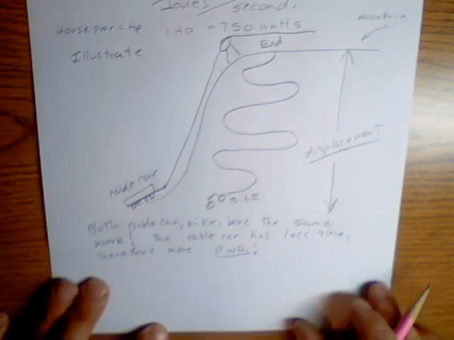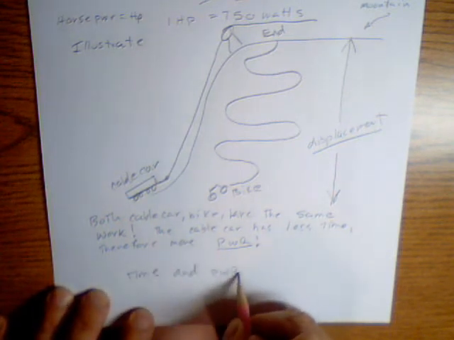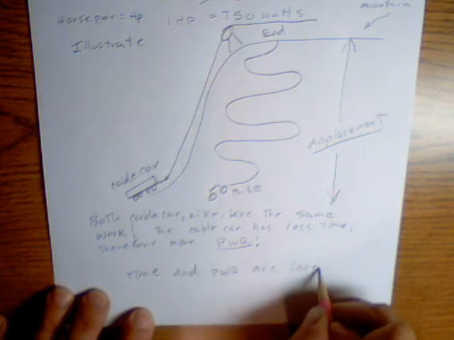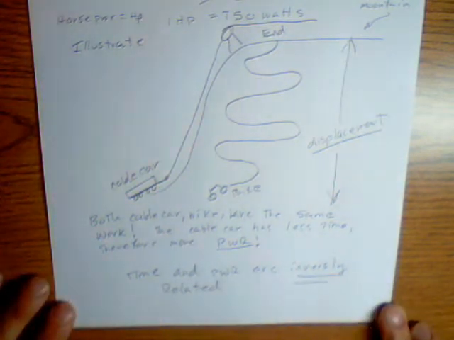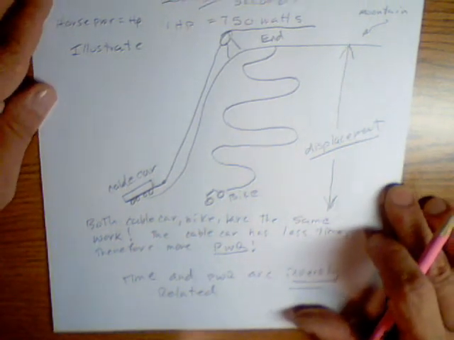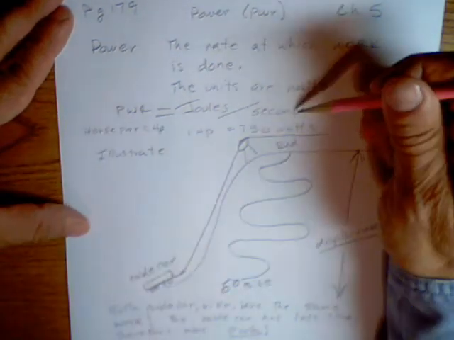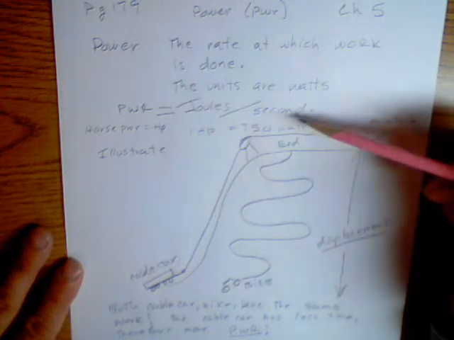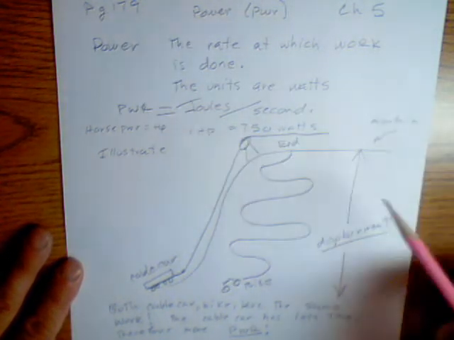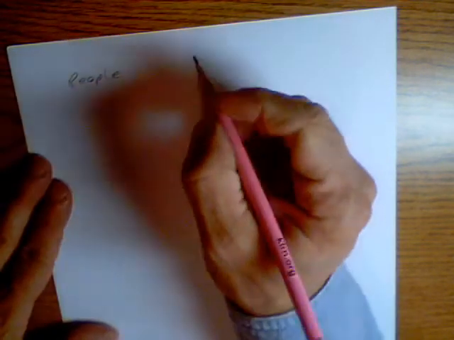Alright, so you could think of it this way. Time and power are inversely related. They're inversely related. So, if we go back to our units, as time goes down, power goes up. As power goes up, time goes down. Those two are inversely related because of the way they are in the equation. People have power ratings too.